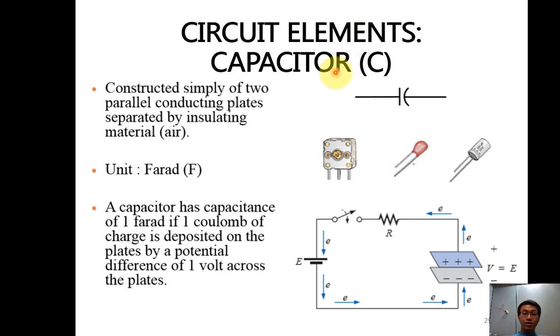Next, we have the circuit element of a capacitor. It is constructed simply of two parallel conducting plates separated by insulating material, for example, air. So these are examples of a capacitor. And the unit we use is the farad. A capacitor has a capacitance of 1 farad if 1 coulomb of charge is stored on the plates by a potential difference of 1 volt across the plates. So if the charge stored on the plates generates 1 volt across the plates with 1 coulomb of charge, then we have 1 farad.